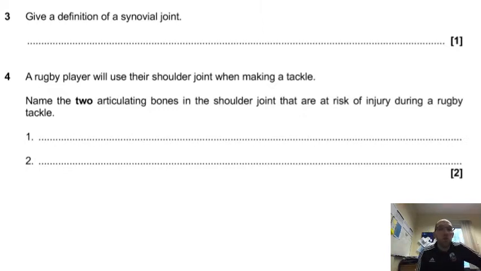Number 4, a rugby player will use their shoulder joint when making a tackle. Name the 2 articulating bones in the shoulder joint that are at risk of injury during a rugby tackle. So the examiner notes, many candidates incorrectly named the clavicle, but this bone does not form part of the shoulder joint. Candidates are advised to learn the names of the articulating bones at the joint, which are listed in the specification. So the correct answer are the humerus and the scapula.